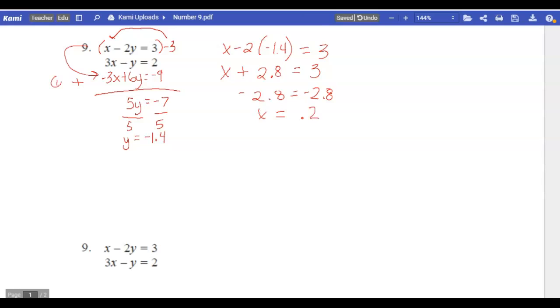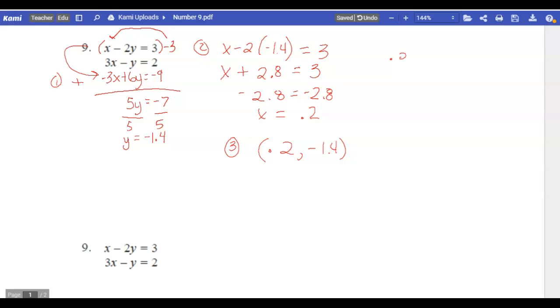So that was step 1 over here. Here's step 2. Step 3, we write our answer, 0.2, comma, -1.4. And that's why graphing this one would not work. You could never figure out that it's 0.2 and -1.4 when graphing. So now, especially because I have decimals here, I would definitely want to make sure I'm checking this with both problems. So we want to make sure that this works.